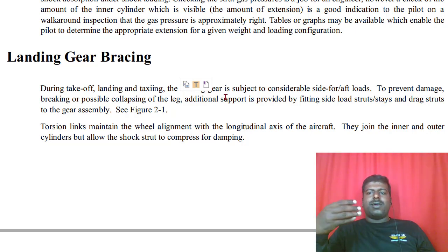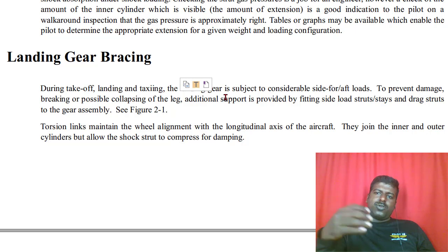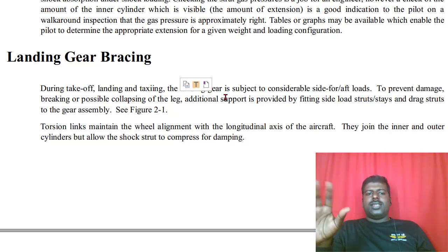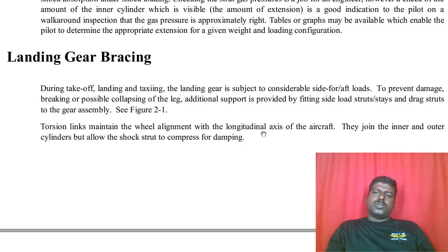That prevents the wheel from moving unnecessarily towards the right or left, or breaking off, and it can prevent other damages also, collapsing damages to the landing gear. That is called the landing gear bracing.